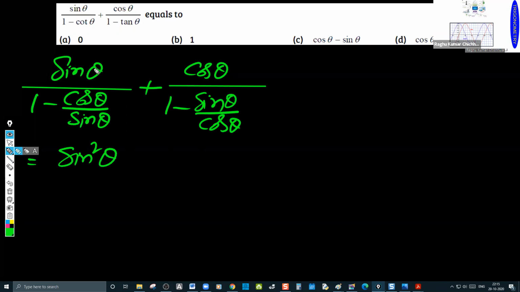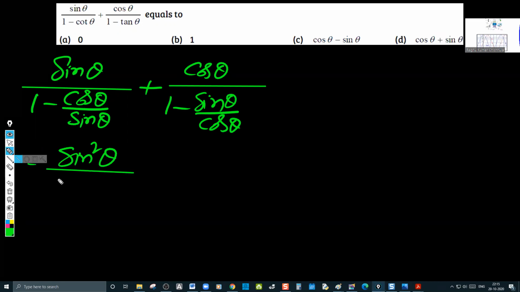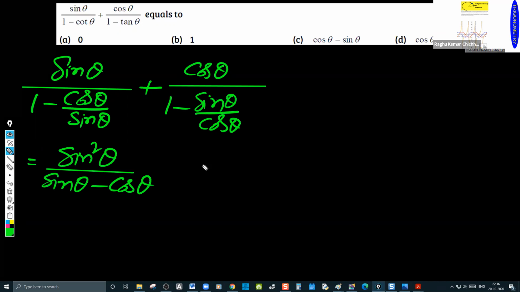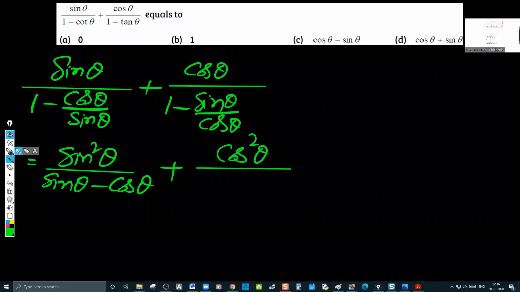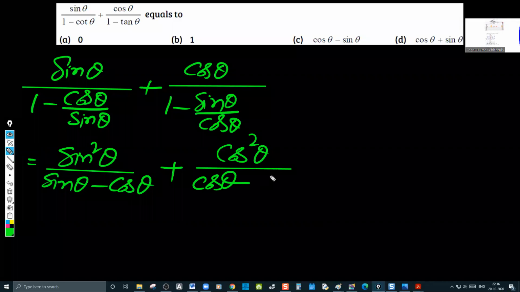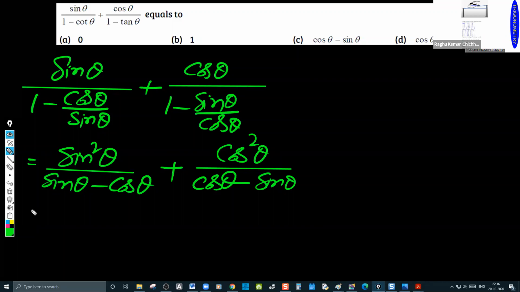LCM taken, that goes to the numerator, becomes sin square theta. What will be there in the denominator? Sin theta minus cos theta. That's good. And here also, cos theta goes up: cos square theta, and the denominator cos theta minus sin theta. So it becomes sin square theta by sin theta minus cos theta minus cos square theta by cos theta minus sin theta. Here, take minus common and write the LCM. The denominator becomes the same.